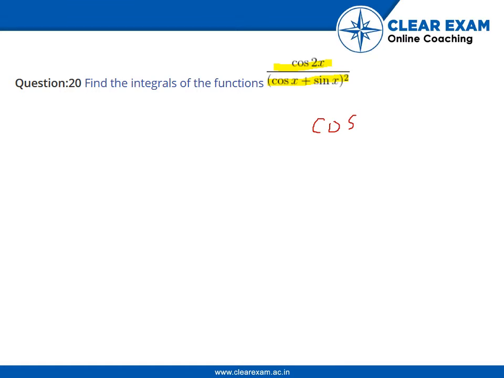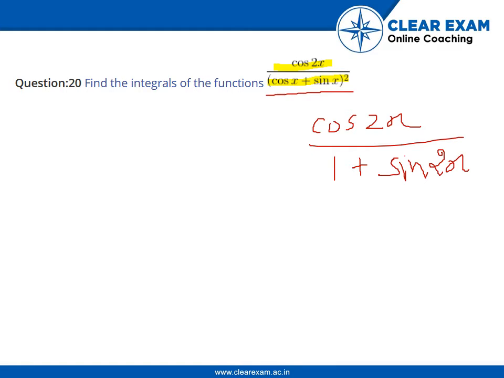Cos 2x can be written as it is, and we simply open the denominator, that is (a + b) raised to the power 2. So we get a square plus b square plus 2ab. So cos square x plus sin square x will give me 1, plus 2 sin x cos x will give me sin 2x.